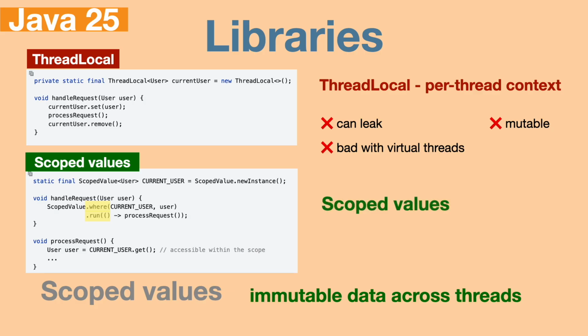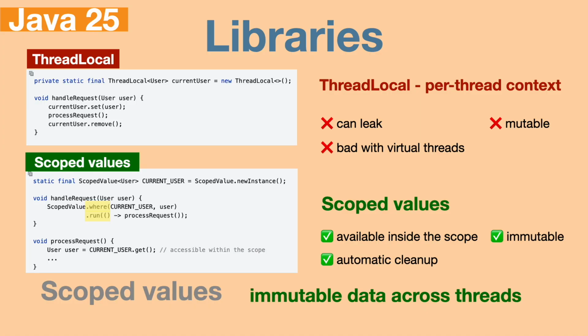Scoped values solve these issues by introducing lexically scoped immutable bindings. You define a value that is available only inside a specific code scope, automatically cleaned up when the scope ends, immutable, and inherited by virtual threads created within that scope. Everything inside run can access the value safely, and once you leave that scope, the binding disappears automatically.